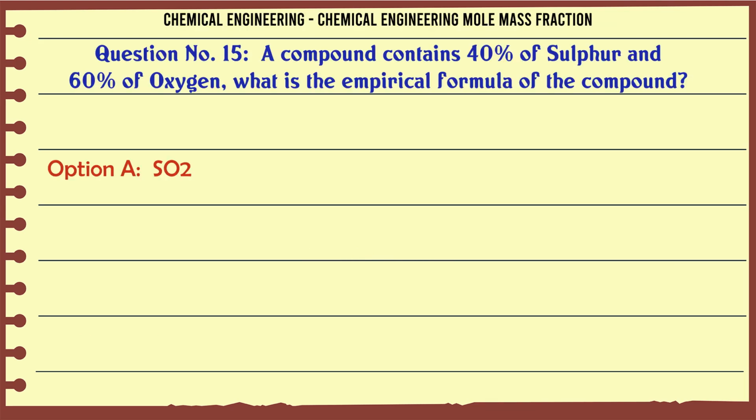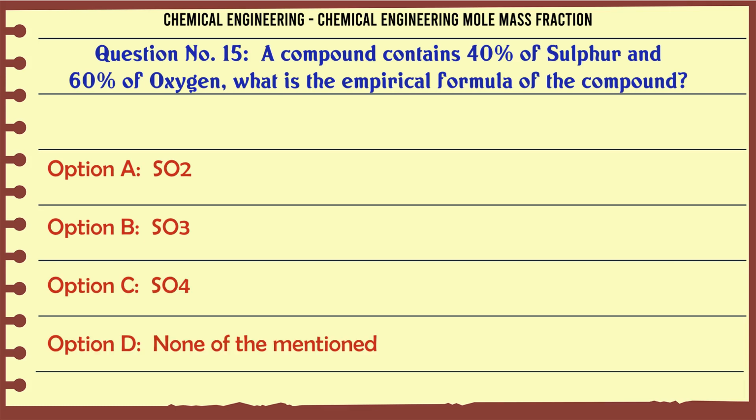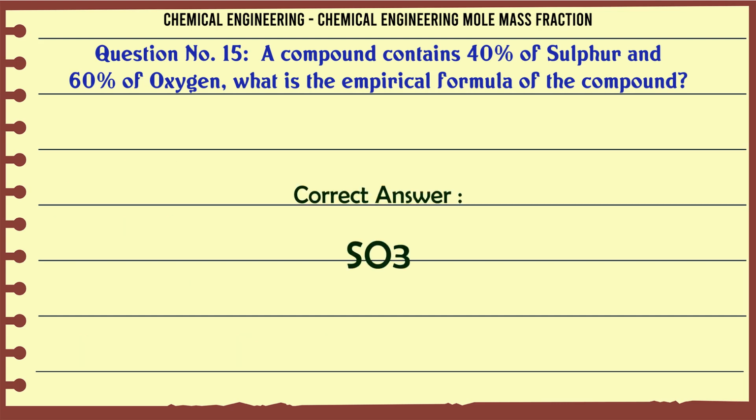A compound contains 40% of sulfur and 60% of oxygen. What is the empirical formula of the compound? A SO2, B SO3, C SO4, D none of the mentioned. The correct answer is SO3.